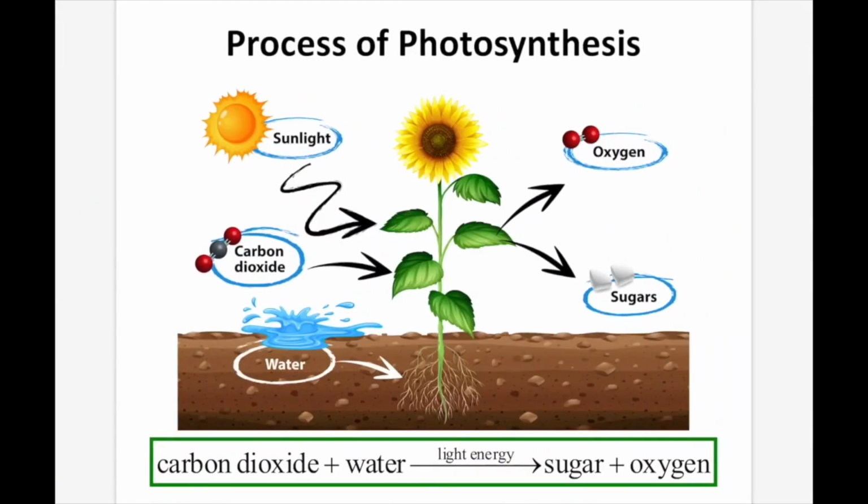Now, here's a diagram of the process. So we have that sunlight that we were talking about, the carbon dioxide that's floating around in the air, and then water. And from that, plants are going to take those three things in and make oxygen for us to breathe, and sugars that we can use for energy.